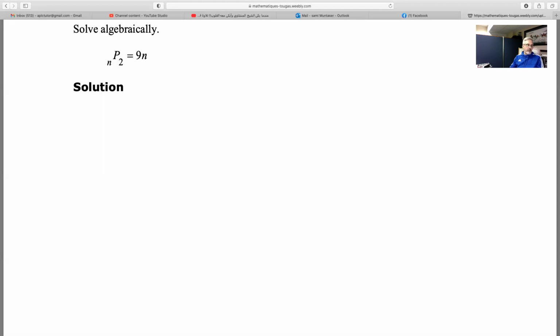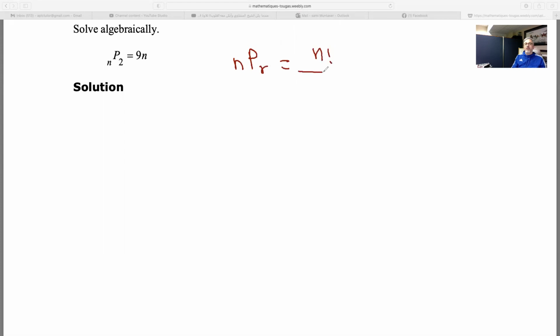Here's a question from Combinatorics. So for this one, you must remember the formula. nPr equals n factorial over n minus r factorial. So this is n and this is r. To solve this, I'm going to just apply nPr to find nP2. So therefore, I'm going to have n factorial over n minus 2 factorial, according to my formula, equals 9n.